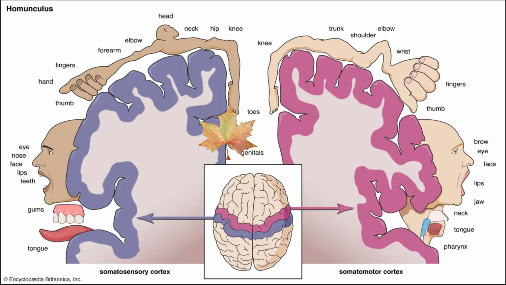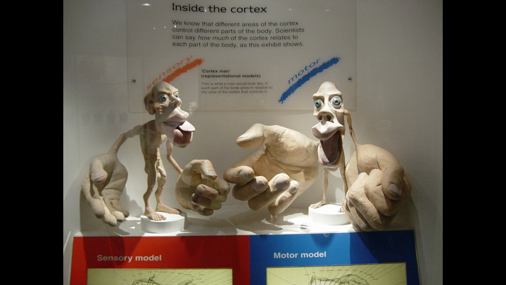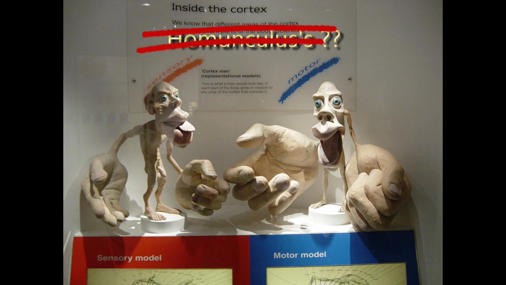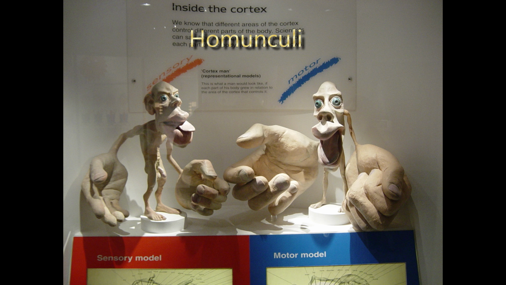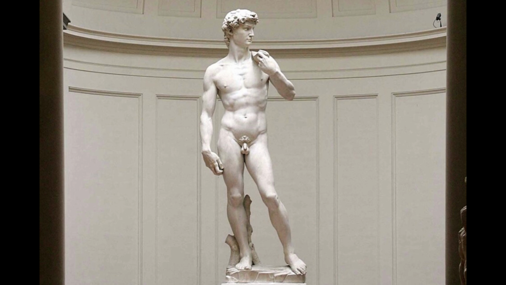The homunculus is a distorted representation of the human body based on the proportions of the brain dedicated to sensory functions, i.e. sensation, etc., and motor functions, i.e. movement. As a result, you end up with these guys. The sensory and motor homunculuses? Nah, that's wrong. Homunculi. Yep, that's better. They got big hands, big mouths, and little tiny bodies.